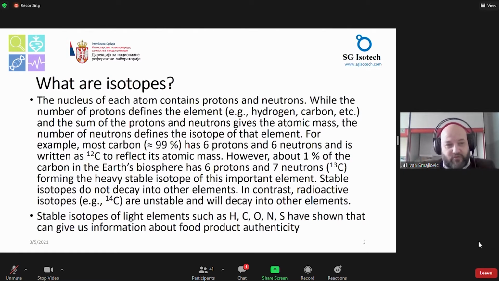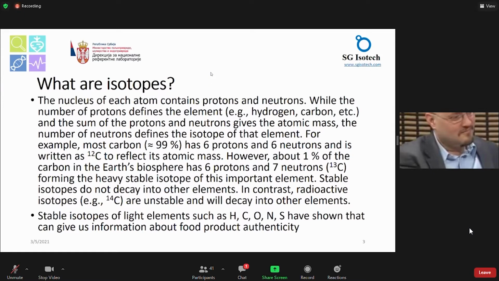So first, what are isotopes? As I said, each atom contains protons and neutrons. The number of protons defines the element. Is it hydrogen, carbon, oxygen? You all know this. The sum of protons and neutrons gives the atomic mass. But isotopes can have one, two or three more neutrons in the atomic core, so they have a bigger number of neutrons. For example, carbon has 6 protons and 6 neutrons, and it's written as 12C.